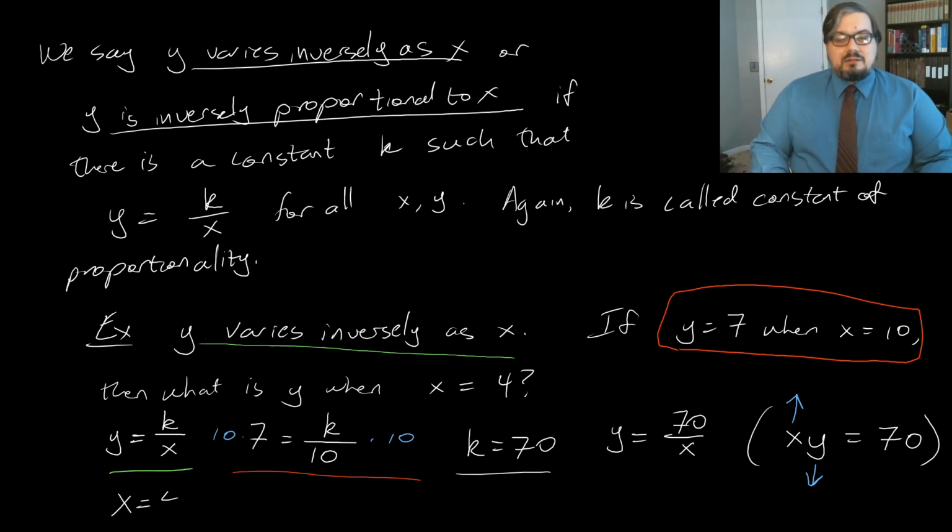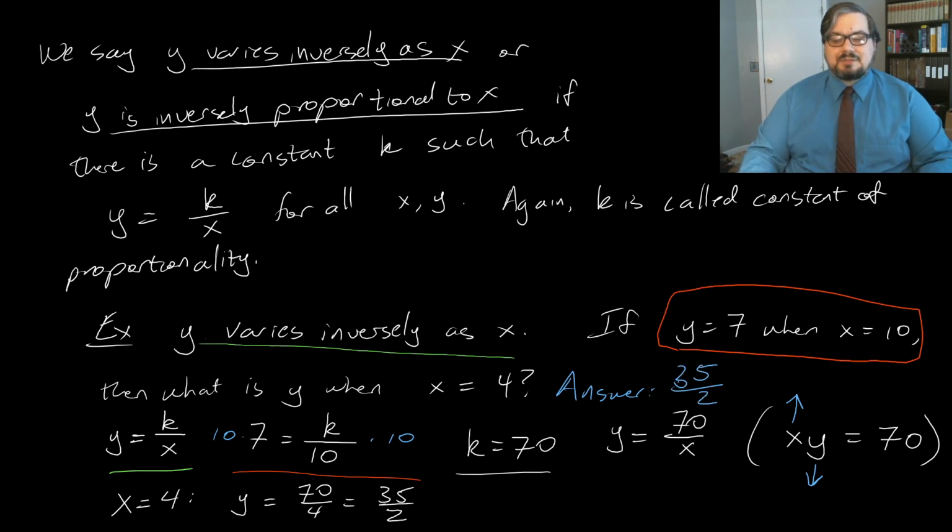So now we can say, all right, well, what happens if x is 4? If x is 4, then y is equal to 70 divided by 4, which is 35 halves. So our answer to the question is that y would be 35 halves when x is 4. And that's it. Of course, we can plug this into a calculator also. If the problem wants you to approximate the answer, then you do that. You'll find that y is 17.5.